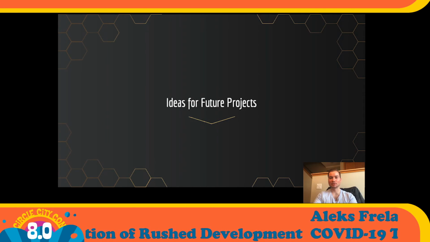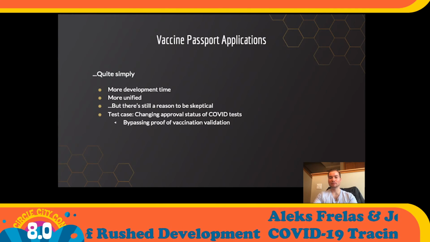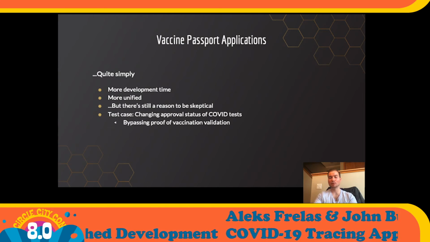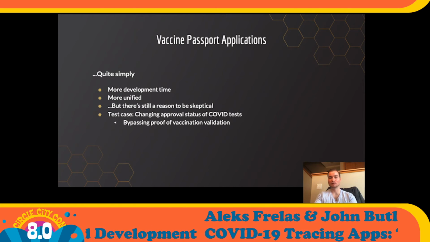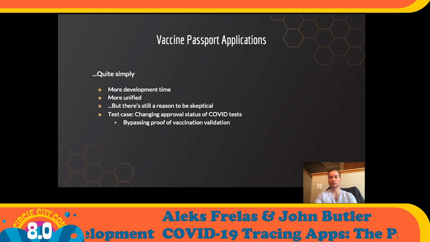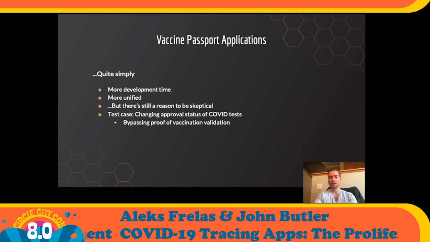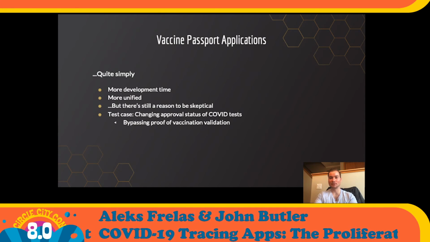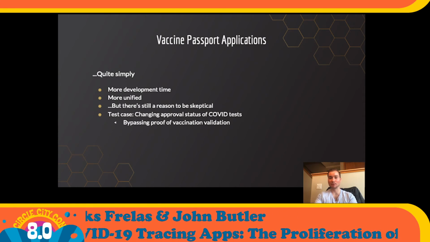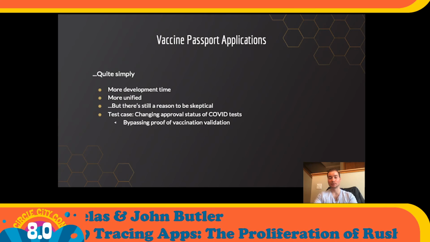If you enjoyed the topic of this presentation, we'd like to recommend some ideas for future projects that you can take on yourself. Quite simply, vaccine passport applications. They're very similar to contact tracing applications, but they've had more development time as they're not time pressed in terms of development as they're racing against the surging pandemic. They're also more unified, meaning that a whole region, such as the European Union, is only relying on one application versus a multitude. But there's still a reason to be skeptical because we've seen the way that the development approach has been for the contact tracing applications.